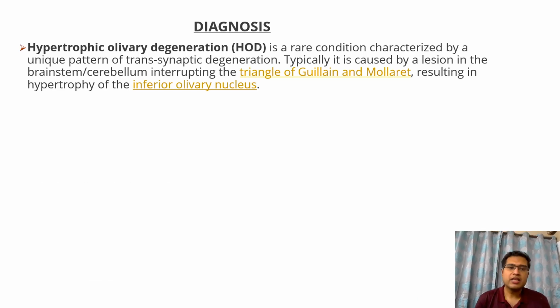So the diagnosis here is hypertrophic olivary degeneration, which is a rare condition characterized by a unique pattern of transsynaptic degeneration, typically caused by a lesion in the brainstem or the cerebellum, interrupting the triangle of Guillain and Mollaret, which results in hypertrophy of the inferior olivary nucleus. So the hyperintensity that was seen was in the inferior olivary nucleus.